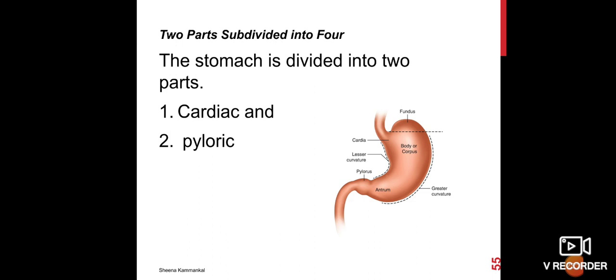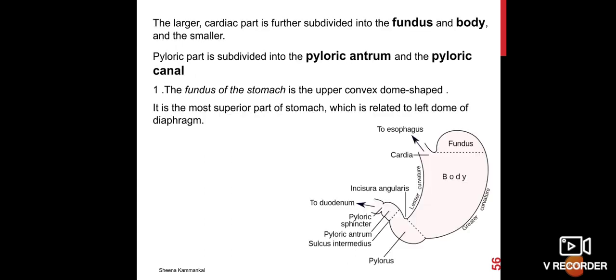Now, the parts of the stomach: it consists of 2 parts, a cardiac part and a pyloric part. The upper part is the cardiac part, the lower part is the pyloric part. The cardiac part is again divided into a dome-shaped fundus and a body. Then the pyloric part is divided into pyloric antrum and pyloric canal, which is continuous with the duodenum. So the stomach is divided into cardiac part and pyloric part. The cardiac part is again divided into a dome-shaped fundus and a body, and the pyloric part is divided into pyloric antrum and pyloric canal.